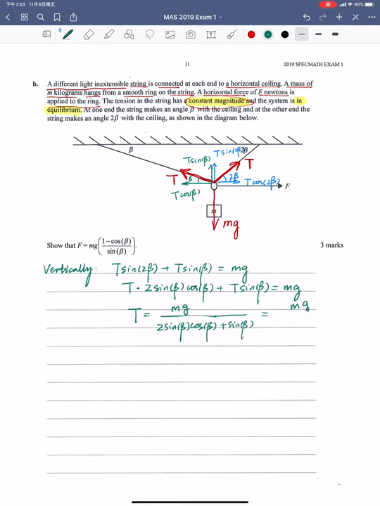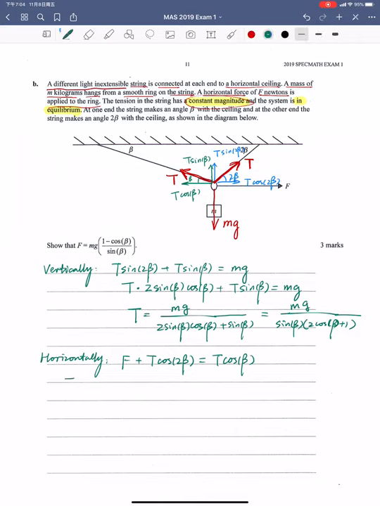If you don't mind, take out the common factor, sine beta, 2 cos beta plus 1. Horizontally, how many forces do we have? Okay, T cos 2 beta, F, and T cos beta. So F plus T cos 2 beta equals T cos beta.